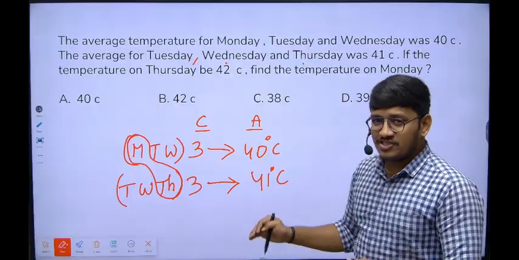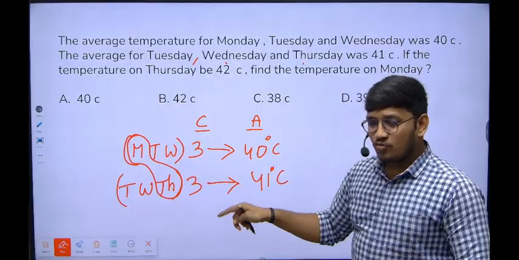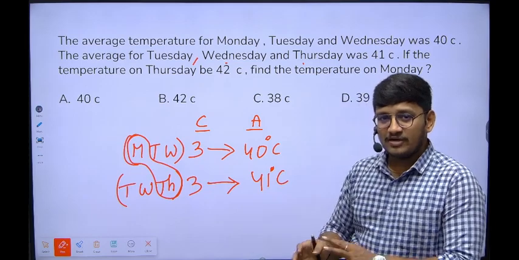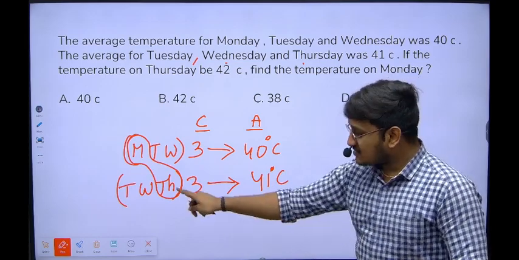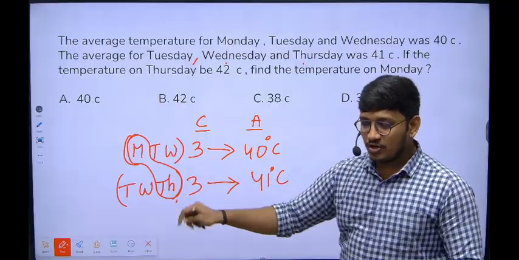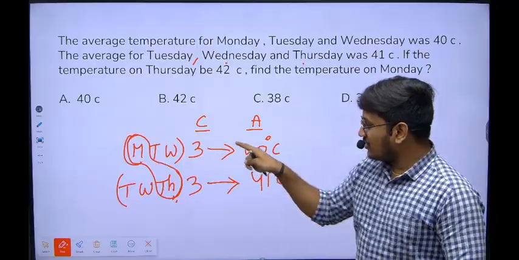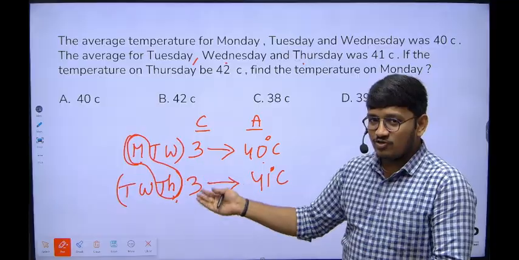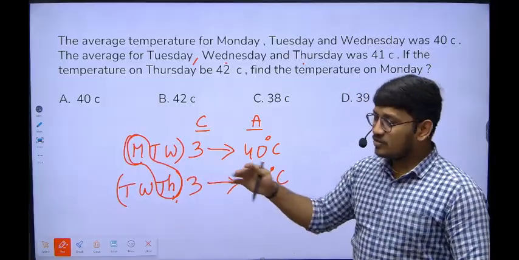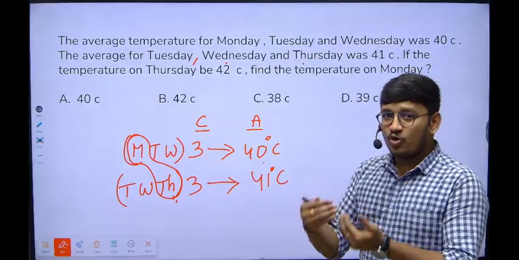Now which temperature is more? Is Monday's temperature more or Thursday's temperature more? I would say Thursday's temperature is more than Monday's, because when Thursday was there, the average is 41, and when Monday was there, the average is 40. So obviously Thursday's temperature is more than Monday's temperature. Now how much more is it?